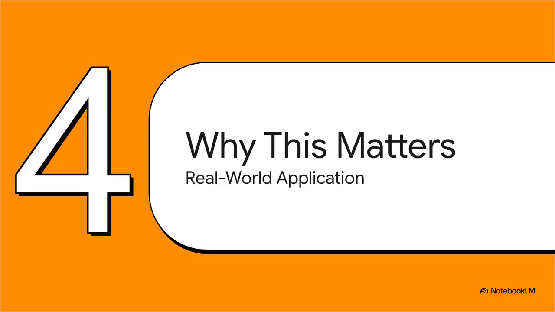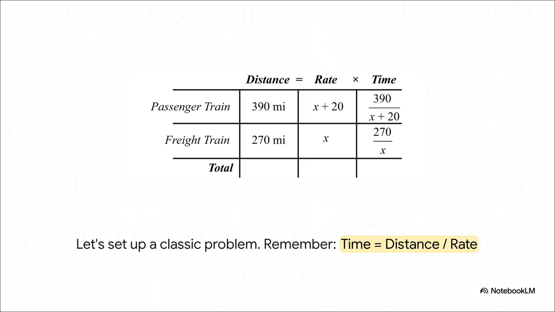Okay, so we know how to do all this. We've got the steps down. But the big question that's always in the back of your mind is, why, right? When am I ever going to use this stuff in the real world? Well, let's look at a classic example. Imagine this scenario. You've got a passenger train and a freight train. They're traveling different distances at different speeds. We can lay out all this info in a nice, neat table.